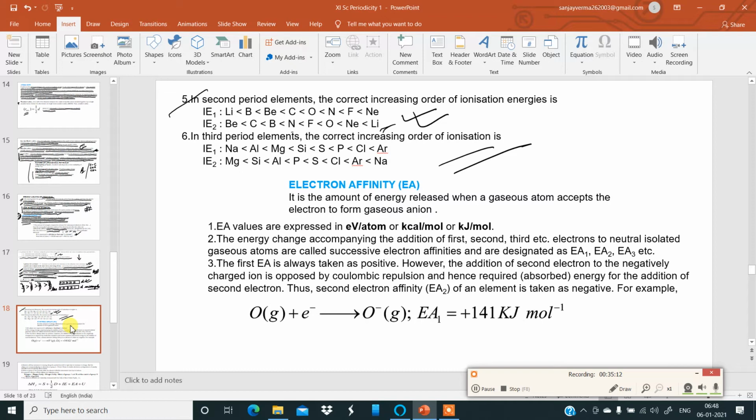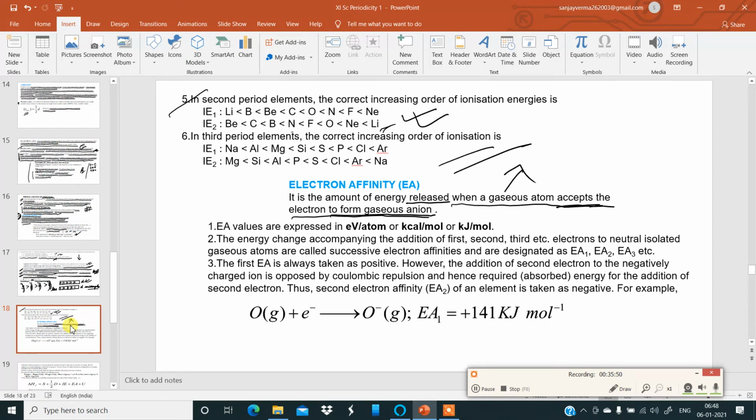Now, my dear students, looking at electron affinity, as per the definition, it is the amount of energy released when a gaseous atom accepts an electron to form a gaseous anion. A gaseous atom is accepting what? The electron to form a gaseous anion. I hope my IIT JEE aspirants are watching this video very carefully.